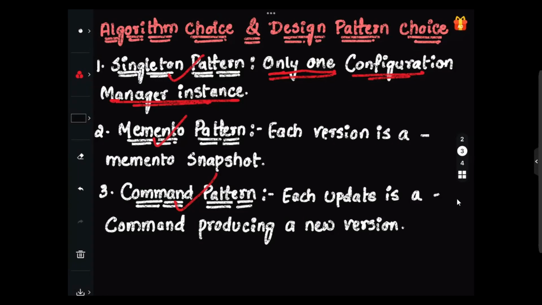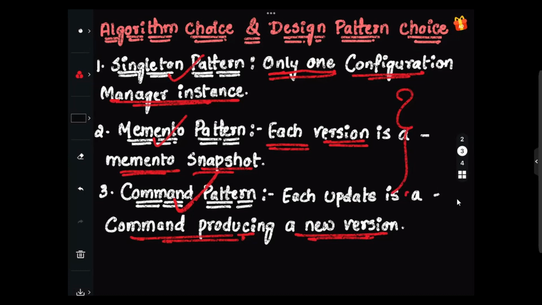The second one, memento pattern, in the sense each version is a memento snapshot. While we write the code, you'll get to know this. So each version is a memento snapshot. The third one, command pattern, in the sense each update is a command producing a new version. So these are some of the design patterns that we need to know.